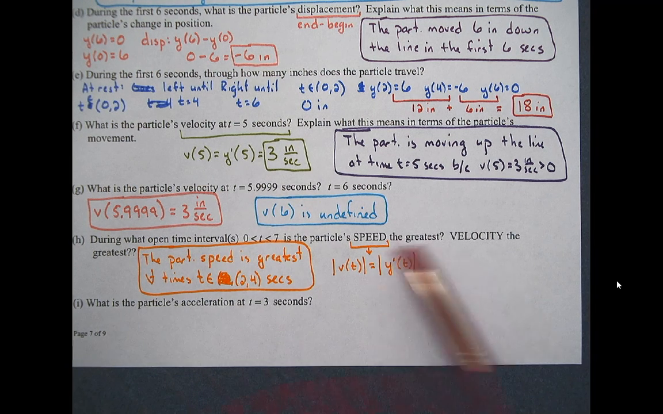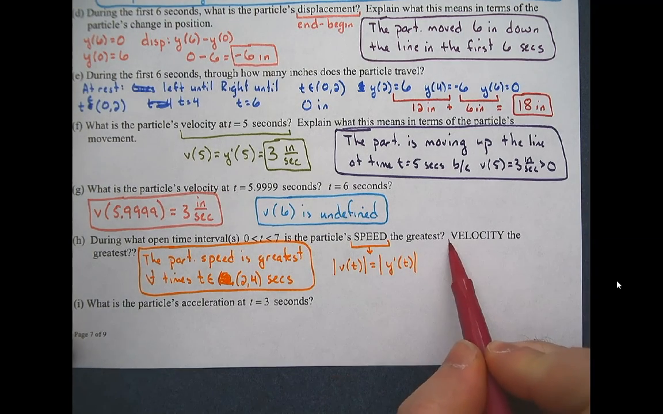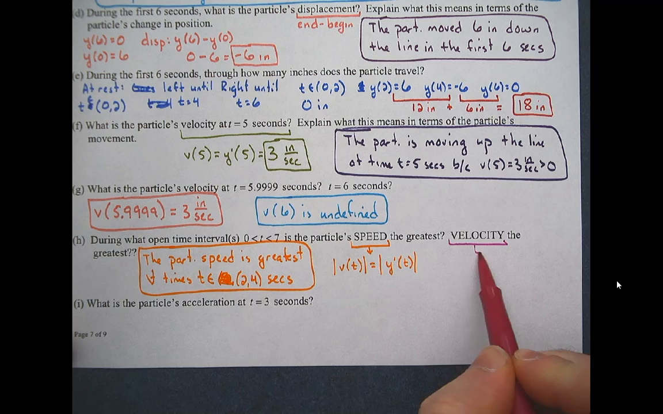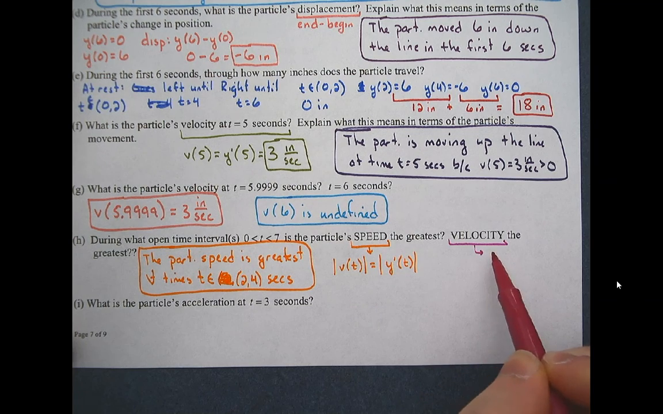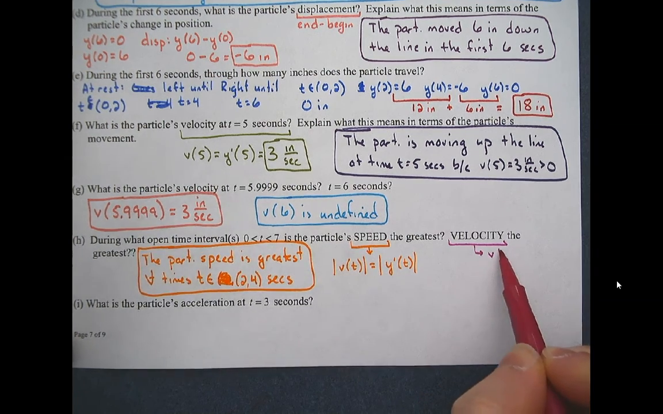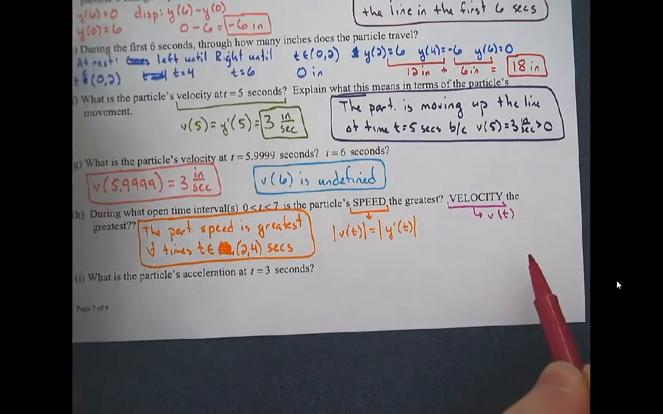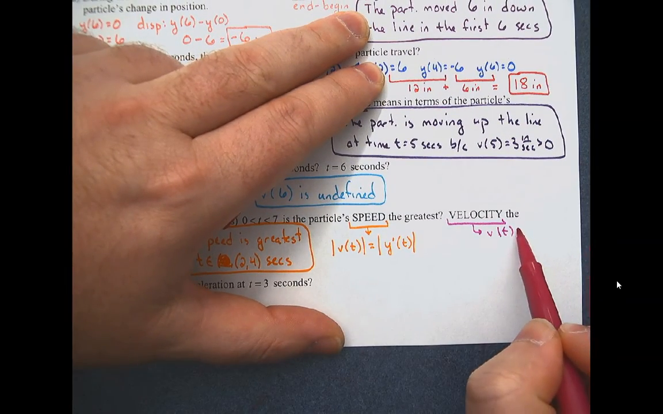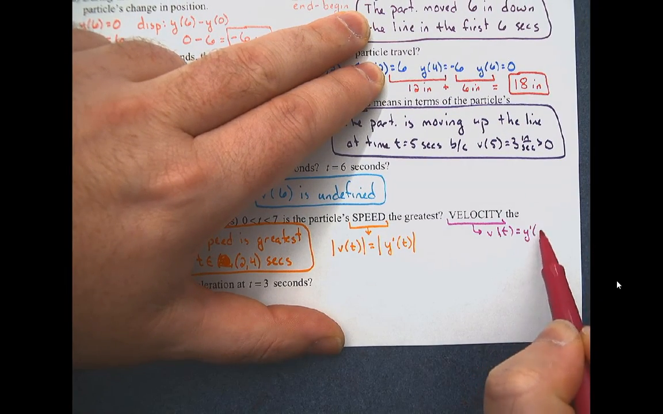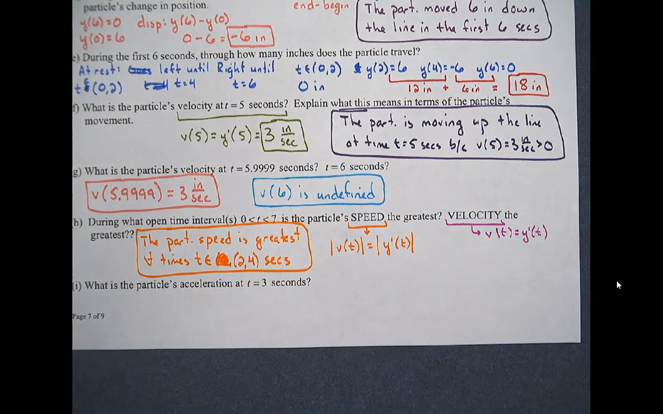During what open time is the velocity the greatest? Now the velocity is asking for something else. The velocity is asking when strictly does this have the biggest number? Which slope is the biggest slope?